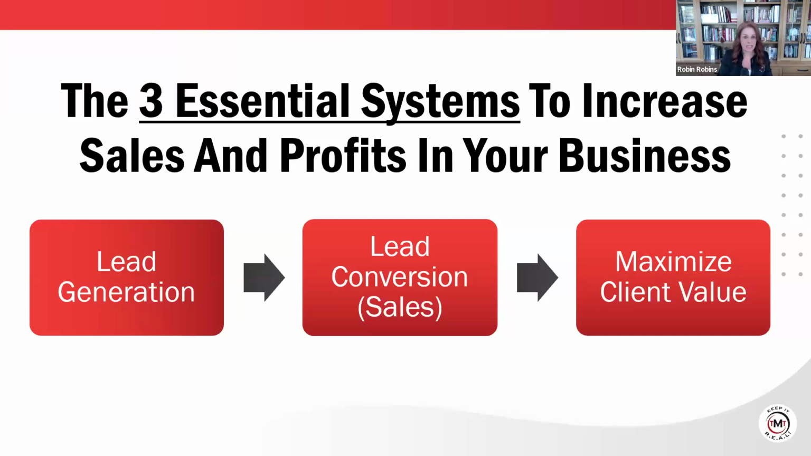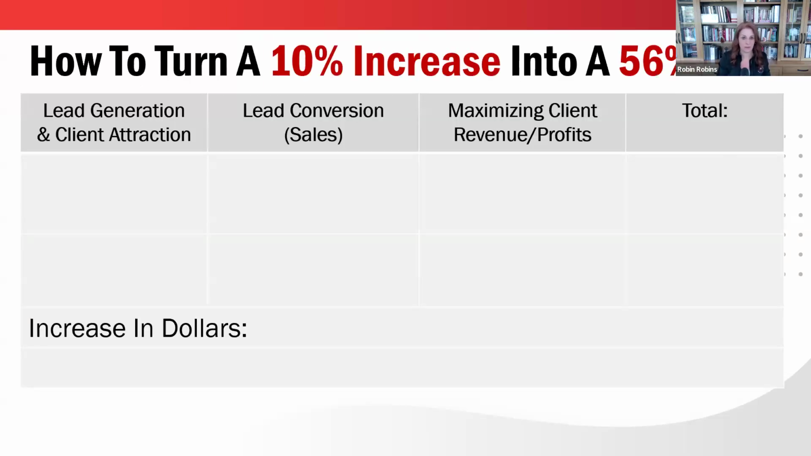Right? Or once you get the customers, if your packaging and pricing is wrong, all we're doing is accelerating the demise of your business because we're putting customers into an unprofitable model. So you really want to work on all three. And when you work on all three, if we increase each of these areas 10%, it is not just a 10% increase. It is actually a 56% gain.